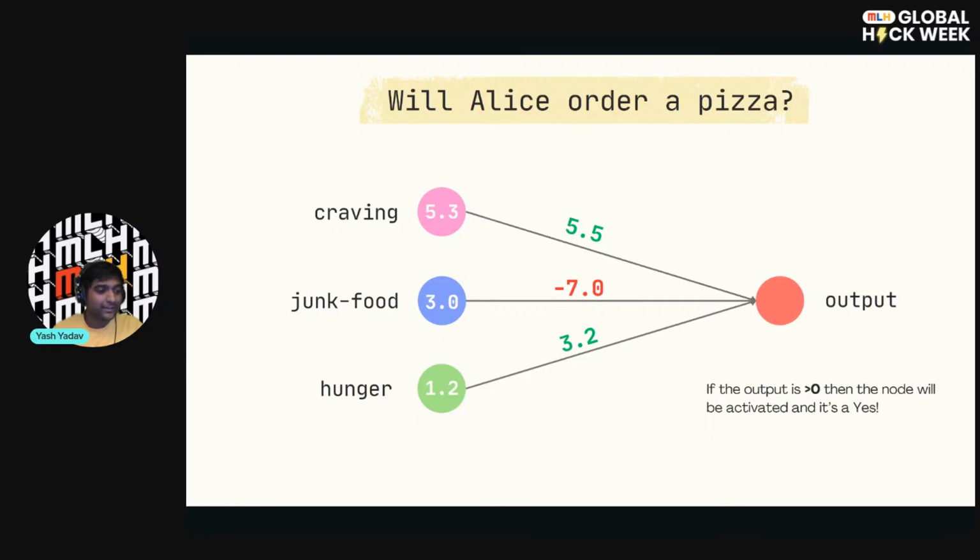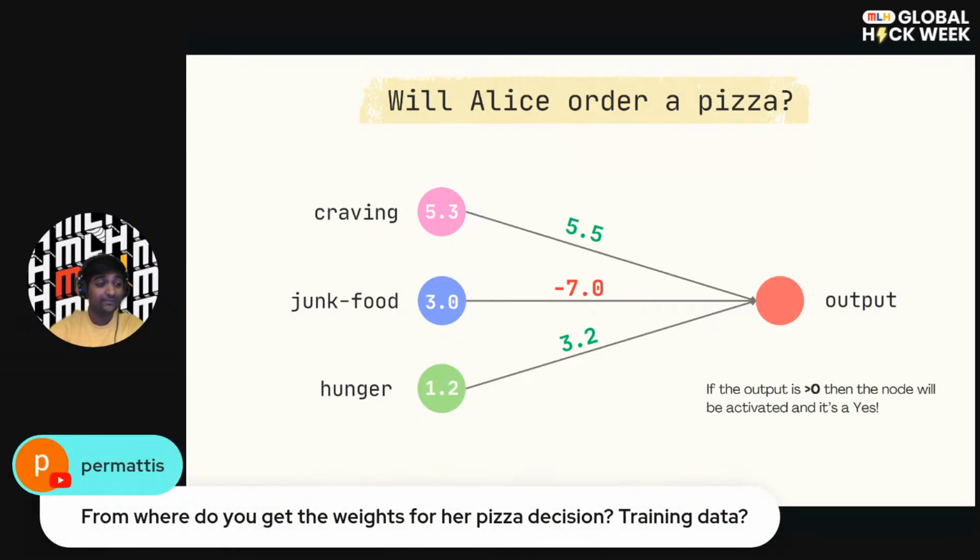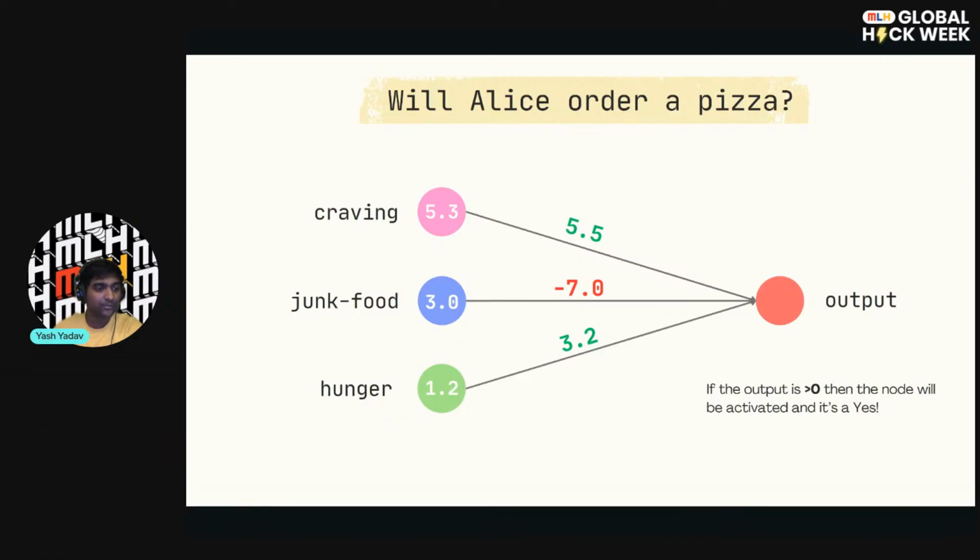Then Permatis's next question is, where do you get the weights for her pizza decision? That is a very good question. Where do we get this weight from? For now, you can think of weights as being gotten from her past. So we looked at her past pizza ordering habits, and from that we were able to determine that she puts this much importance on craving, this much importance on junk food, and so on and so forth. But we're going to look a bit more into how weights really work in the next few slides. Awesome. So I think I am mostly caught up on most questions.